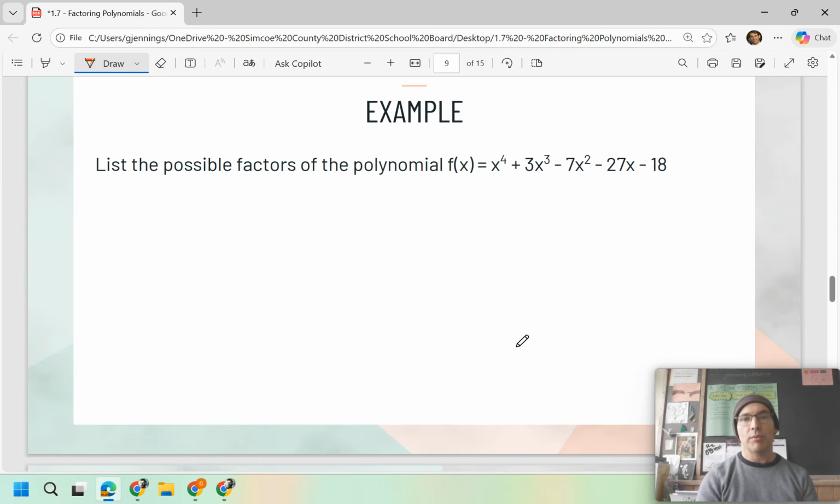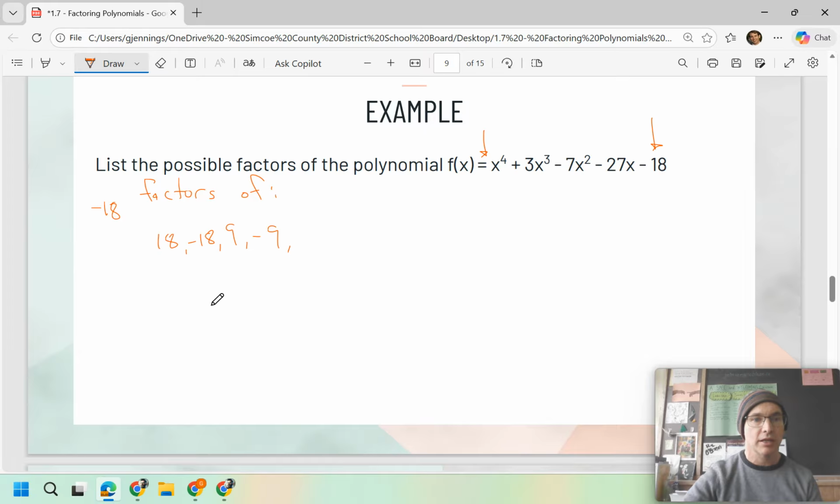Okay. So what are our possible factors here where we have a leading coefficient 1 and this number minus 18 at the end? Oh, wait. That's where I'm going. No, we got another page. What are the factors of minus 18? 9 and -9. Yeah, so we've got 9, -9, 18, and -18, don't forget.